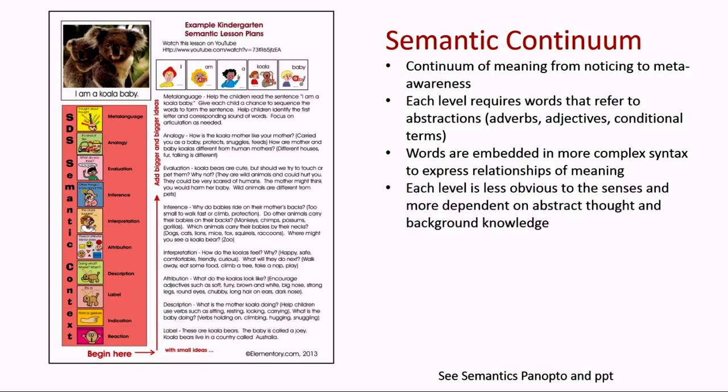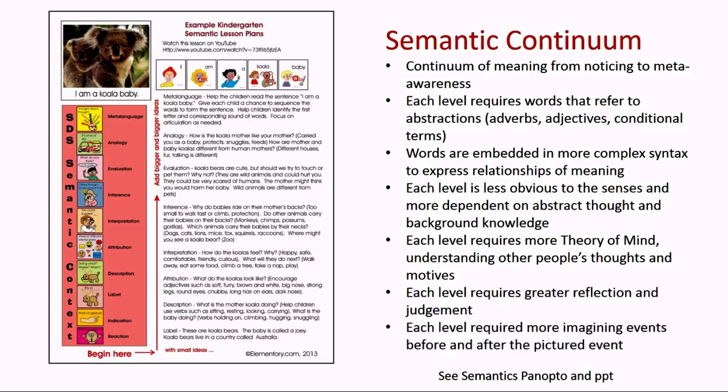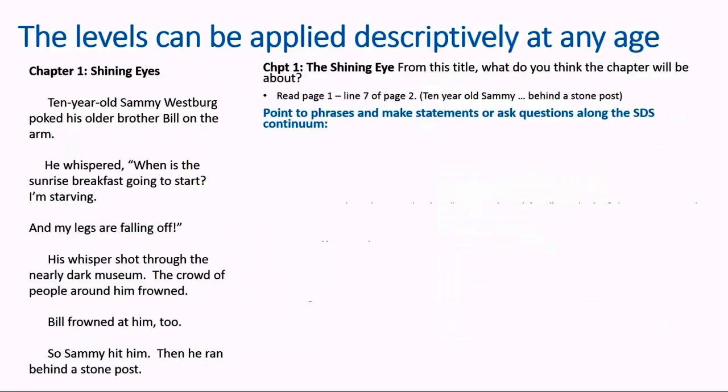Each level is less obvious to the senses and more dependent on abstract thought and background knowledge. Each level requires more theory of mind, understanding other people's or animals' thoughts and motives. Each level requires greater reflection and judgment, and each level requires more imagining events before and after the pictured event. See the semantics Panopto in order to learn more about the semantics.